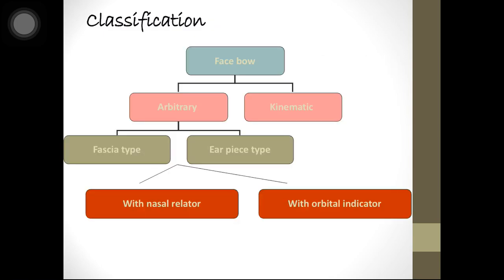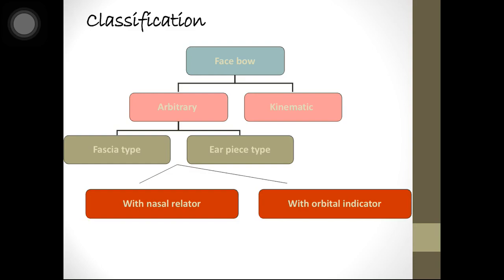Now the face bows we have are arbitrary and kinematic. First we talk about arbitrary, in which we have the fascia type and the earpiece type. The earpiece is also called the external auditory meatus, and the fascia type is where it is located on the skin.